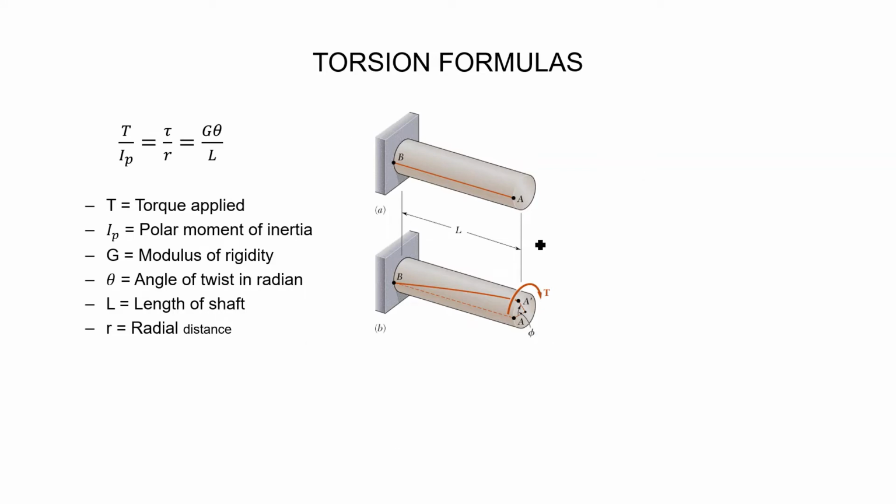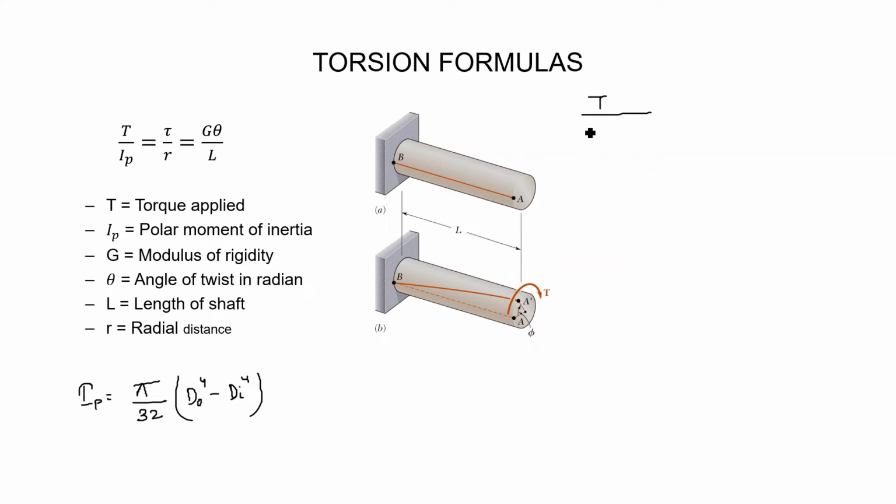So we know the value of IP for hollow circular shaft is pi by 32 into d naught to the power 4 minus di to the power 4, where d naught is the outer diameter and di is the inner diameter of the shaft. So if we apply this equation for this question, we need to calculate torque.